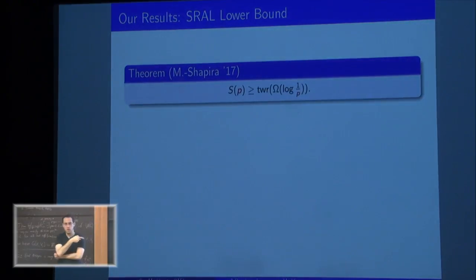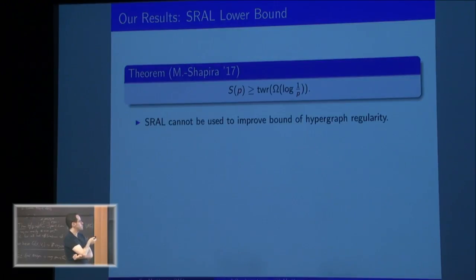Okay, what about the lower bound, not for the removal lemma, but for SRAL? So we show that up to the constant in the log, our upper bound is actually optimal. In particular, if you remember this application that I mentioned, that if you can prove for SRAL that S of P is at most double or triple exponential, then you get amazing results. Well, you don't. Sorry, you don't get amazing results.